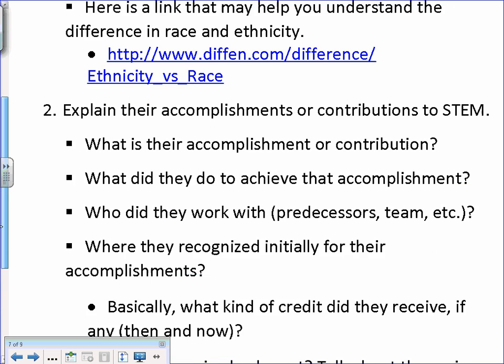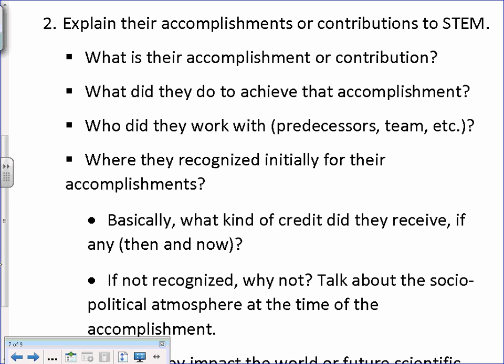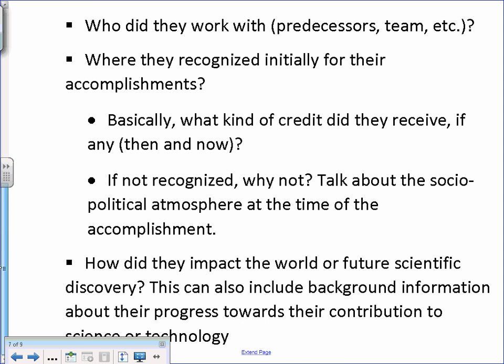What do I want on the poster? What was their accomplishment? How did they do it? Did they work with somebody? Were they recognized? Yay or nay? So did they receive any credit? And if they were not recognized, why? Something about the history at that time.